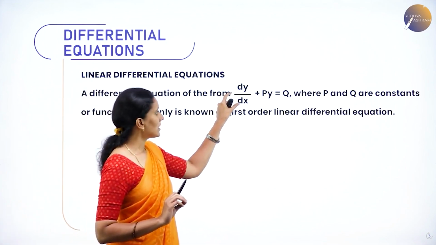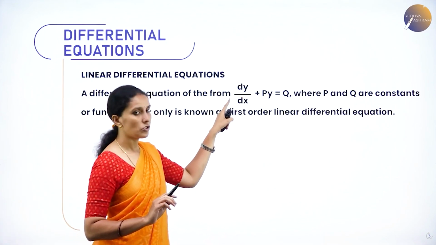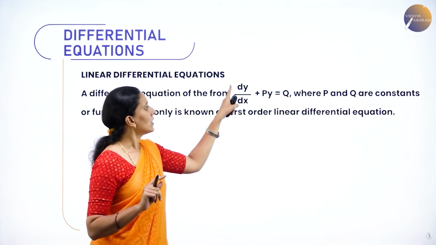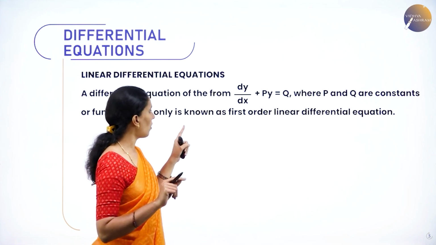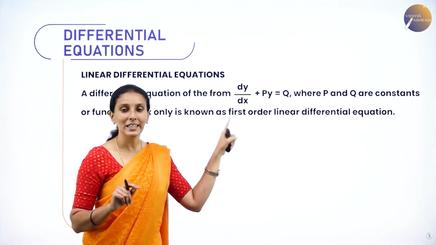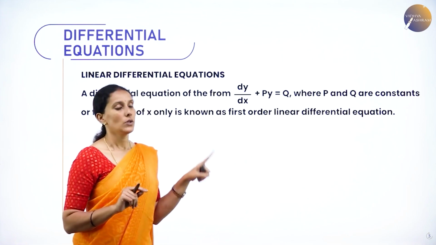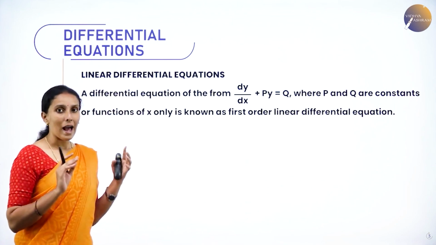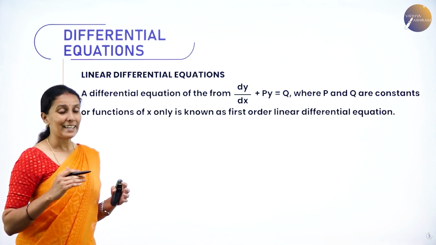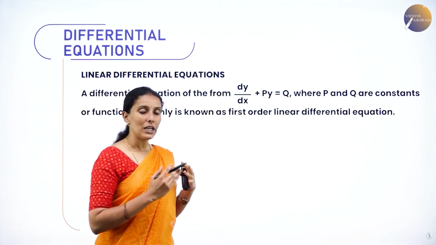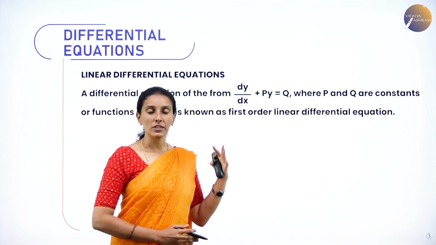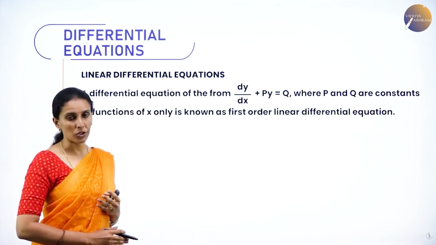See here, you can see the order of this differential equation is 1 and the degree of this differential equation is also 1. That is why it is also called a first order linear differential equation. So if you have any differential equation and it can be expressed in the form of dy by dx plus p into y is equal to q, this is what a linear differential equation is.